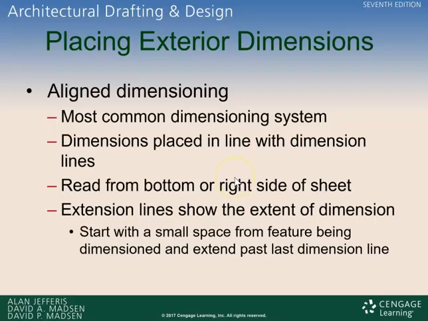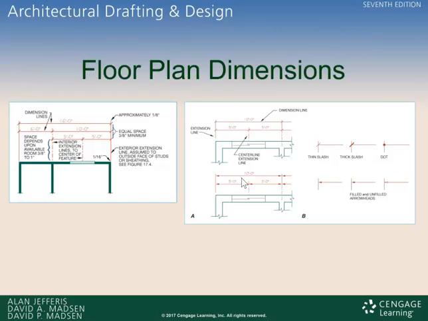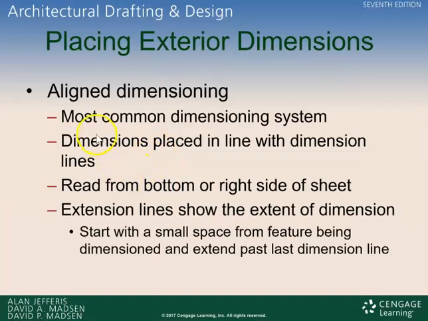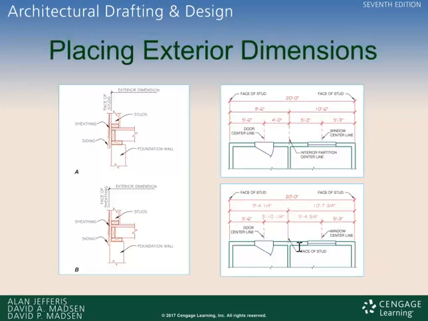Aligned dimensioning is the most common dimensioning system, and that's the one, let me just go back up here, where everything is aligned, reading one after another in about 3/8 of an inch increments and stepping up, but you can see how they're all facing the same direction. Dimensions are placed in a line with the dimension lines. They're read from the bottom or the right side of the sheet. Extension lines show the extent of the dimension and start with a small space from the feature being dimensioned and extend past the dimension line.